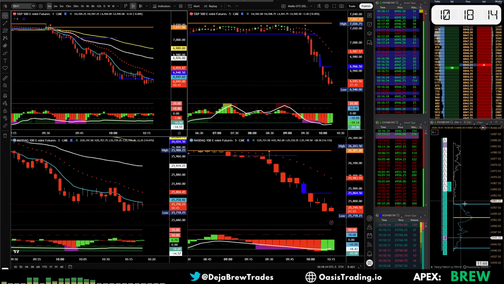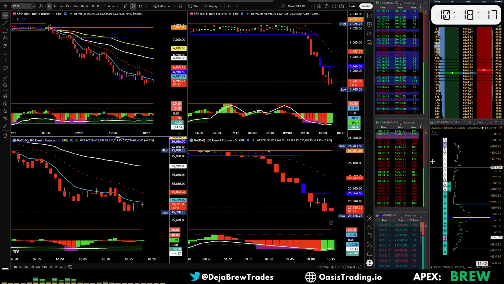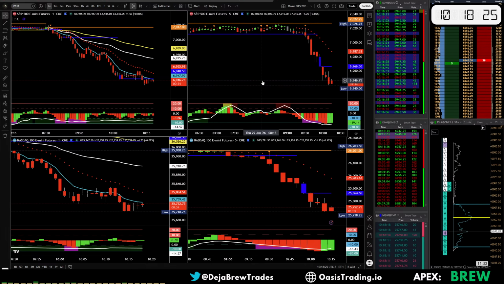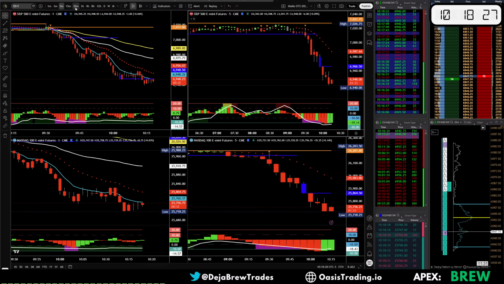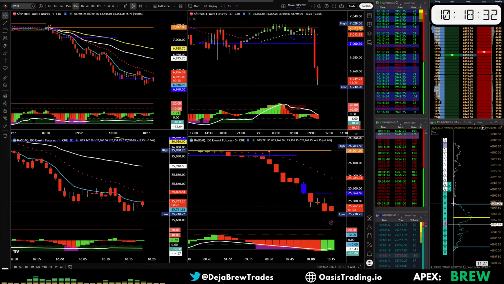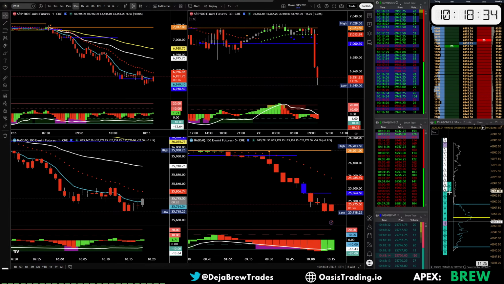Ignore this profile, by the way. This profile is not accurate because our data got messed up. We're mainly just looking at the single print area, which I think is accurate. That looks fine. Let me see. It should go to 65. Yeah, it's pretty much, yep. That's pretty accurate.